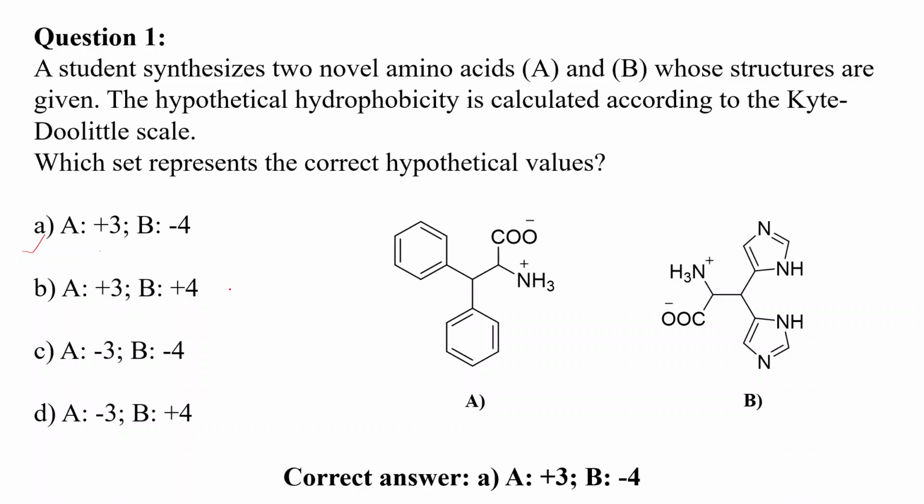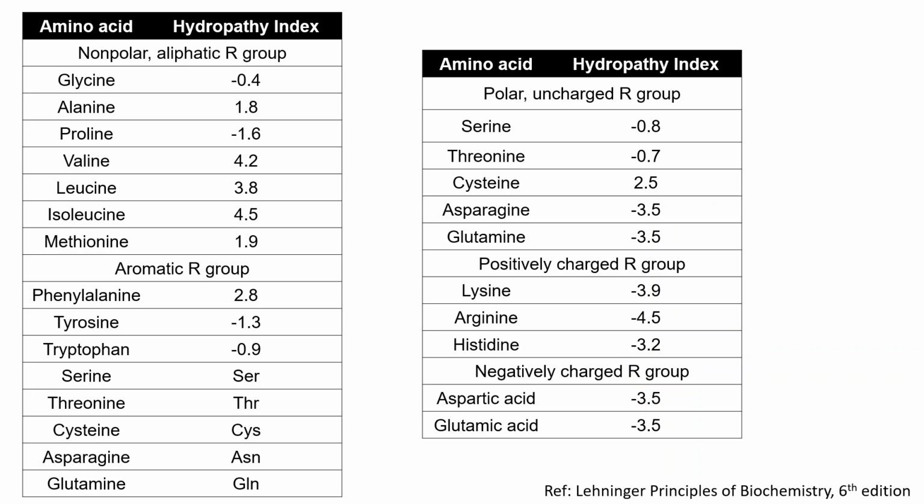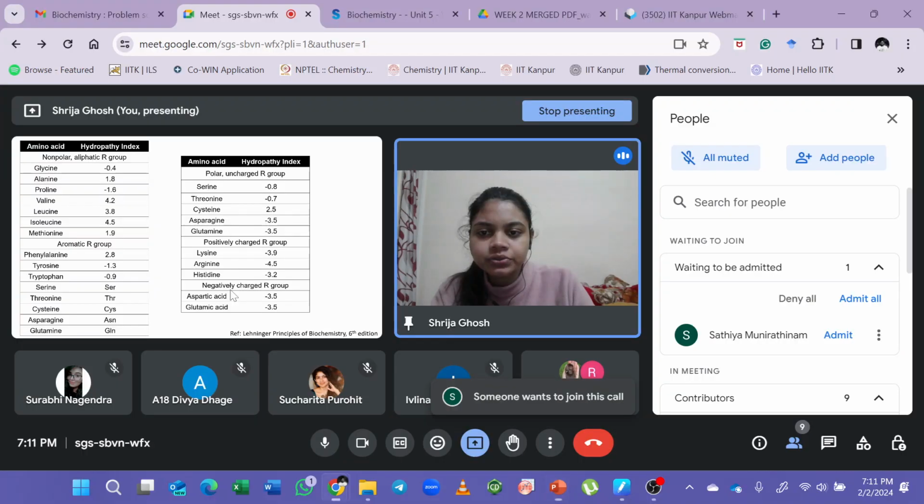Okay. This is clear. Basically, this hydrophobicity scale, or the Kyte-Doolittle scale, gives values that define the relative hydrophobicity or hydrophilicity of an amino acid residue. If a residue is hydrophobic, it will have a positive value. If the residue is hydrophilic, it will have a negative value. I have a list of all 20 amino acids, and you can see the hydropathy index of all these amino acids here.